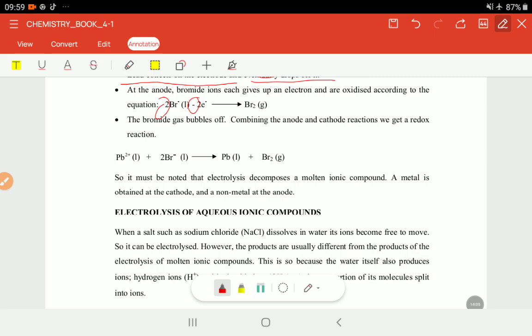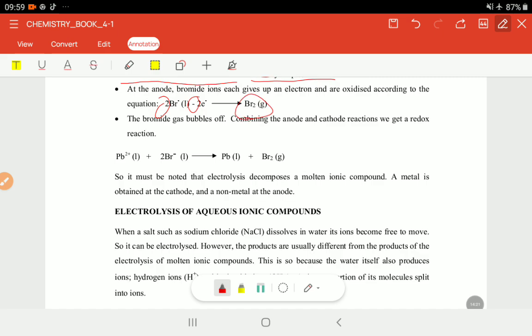Okay, so these Br ions, when they lose the electrons, they combine to form the gas which is Br2. So take note of the chemical state. In this case we have G, which is gas, whereas it was initially in the form of a liquid.